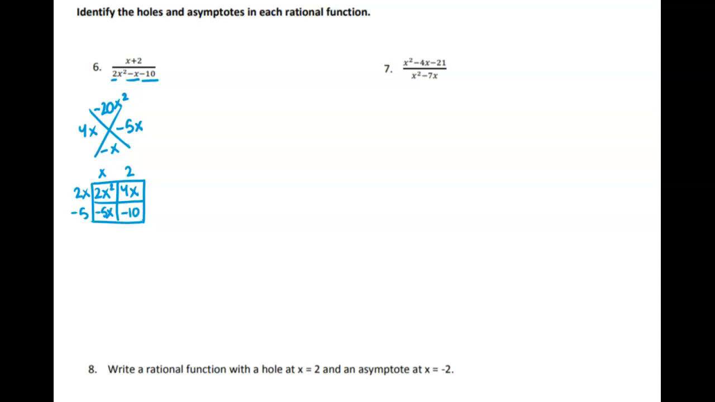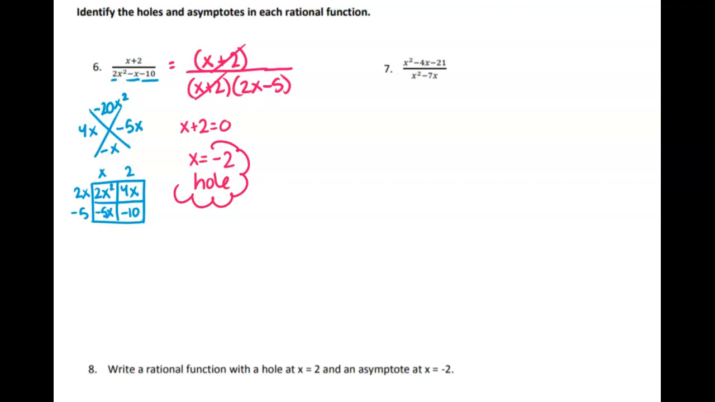So we're good. So if we rewrite our function, we now have x plus 2 over x plus 2 times 2x minus 5. This is an equivalent form of our function. Now we can see that we can actually cancel out the x plus 2's. And if you set x plus 2 equal to 0, you get x equals negative 2. So there's a hole at x equals negative 2.